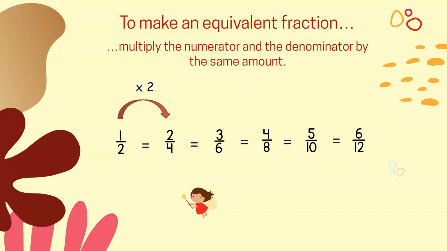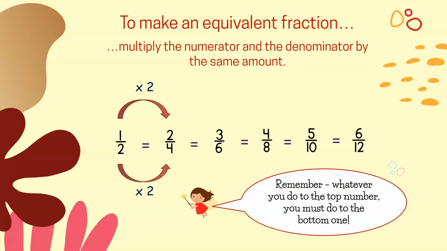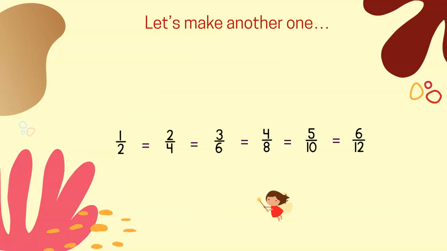Here we've multiplied our numerator by 2. 1 times 2 equals 2. Whatever we do to the top, we must do to the bottom. So we're going to multiply our denominator by 2. 2 times 2 equals 4. Don't forget, whatever you do to the top number, our numerator, you must do to the bottom one. That's our denominator. Let's do another one.